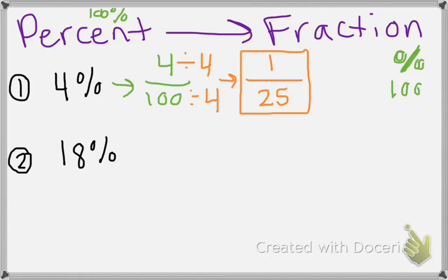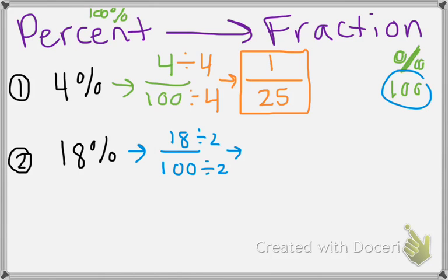Now we have 18%. Again, percent is always out of 100, so we write 18 over 100. We can simplify this. Since both numbers are even, let's try to divide by 2. 18 divided by 2 is 9, and 100 divided by 2 is 50. Now you ask yourself, can that be simplified? This actually cannot. So your final answer is 9 over 50.